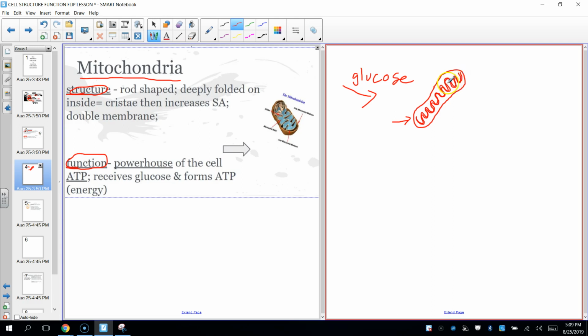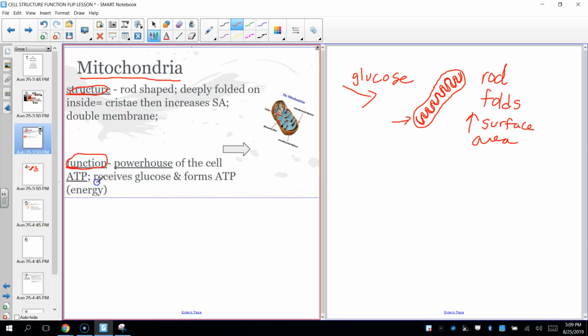So as far as the structure of it, we need to know that it's a rod-shaped structure and it has lots of folds on the inside. And the reason why there's lots of folds on the inside is to increase surface area, so it can actually form cellular energy faster. It's way more efficient with lots of surface area, okay? Now the function of the mitochondria is to power cells. And so what it does is it receives glucose and forms ATP.